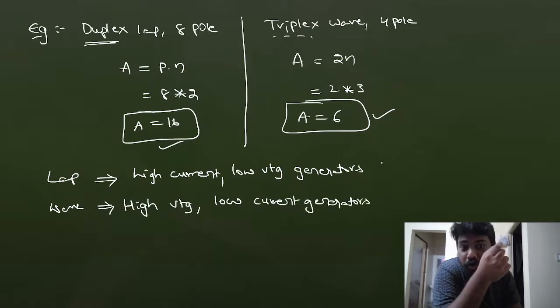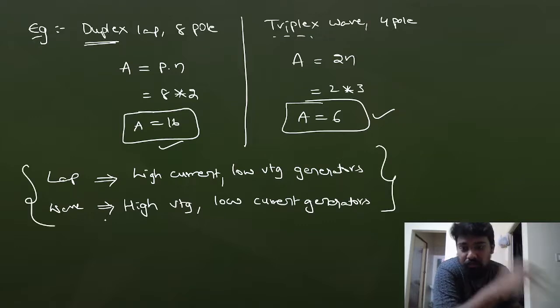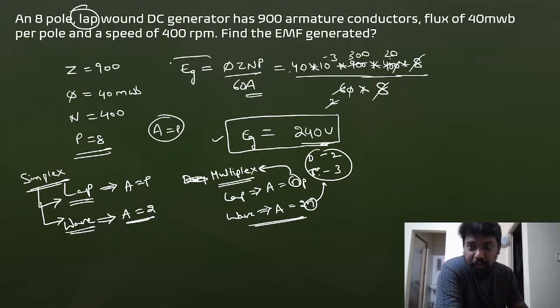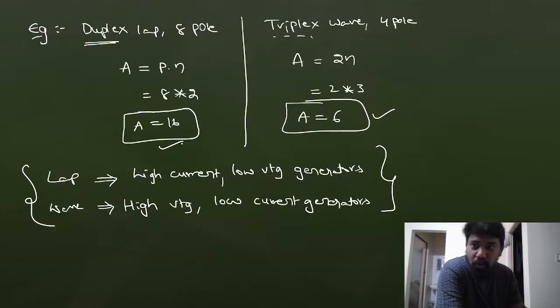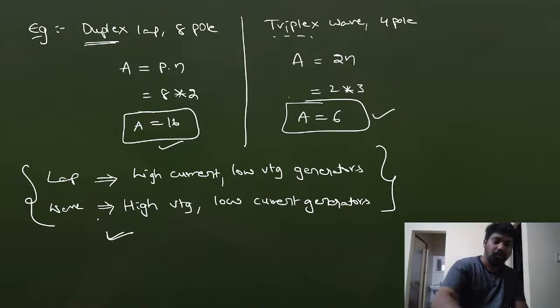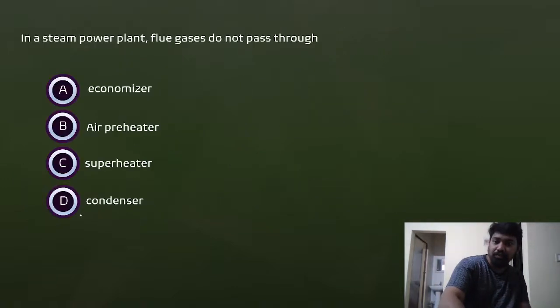These are also two more important points. This is the EMF generated formula. We have seen how to calculate, and we have seen simplex lap, simplex wave. We have seen multiplex lap, multiplex wave. We have seen some examples, and we have seen some more important points from lap and wave. Right? Then let us move to the next question.